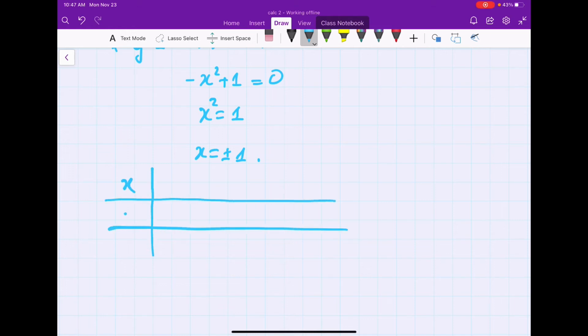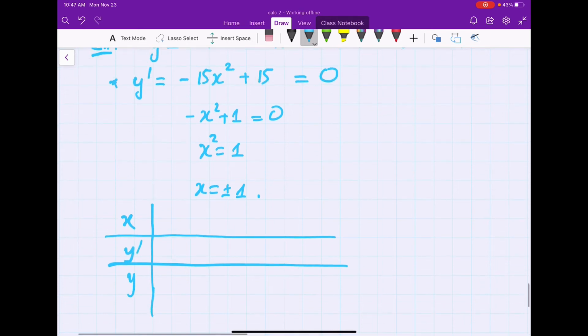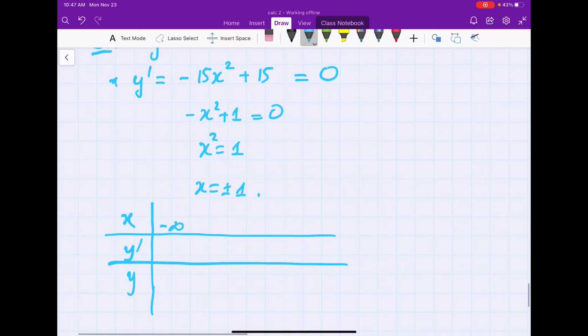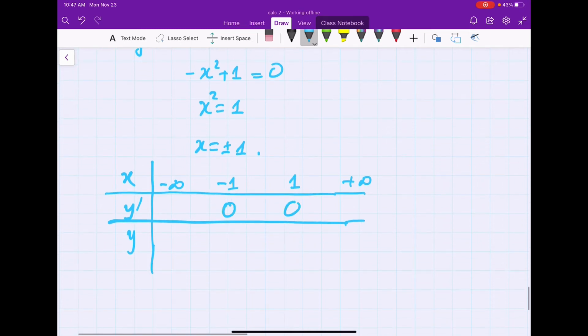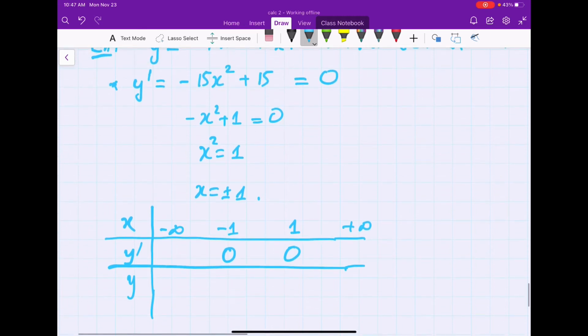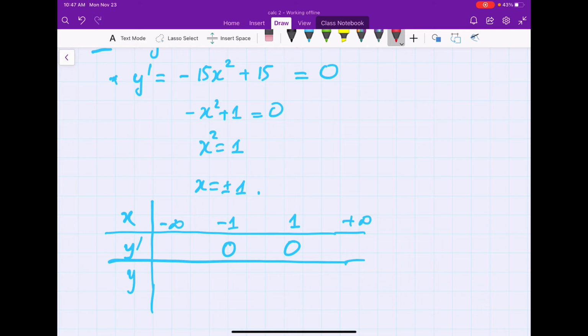So that is x, y prime, y. The function is defined everywhere, right? So I write from negative infinity to positive infinity. You have two critical points, negative 1 and 1. At these critical points, the derivative is 0. So you have three intervals. From here, you need to decide the sign of the first derivative. So I pick 2, I pick 0, and I pick negative 2, and I plug into the derivative. Don't forget this. We are working with the derivative right here.